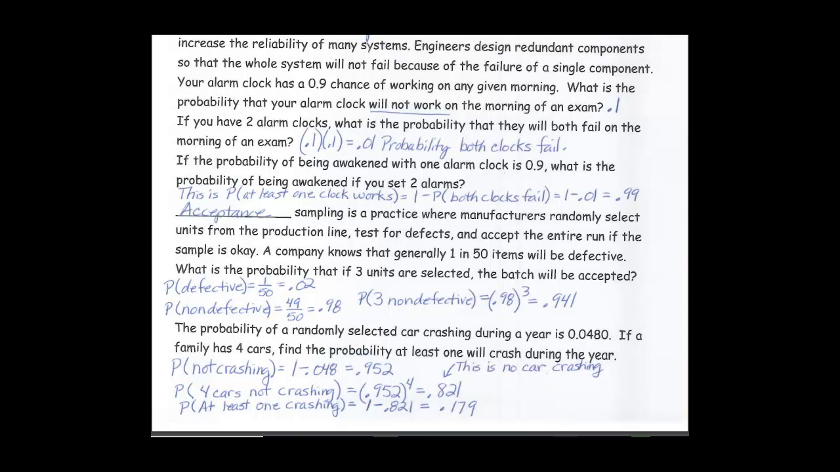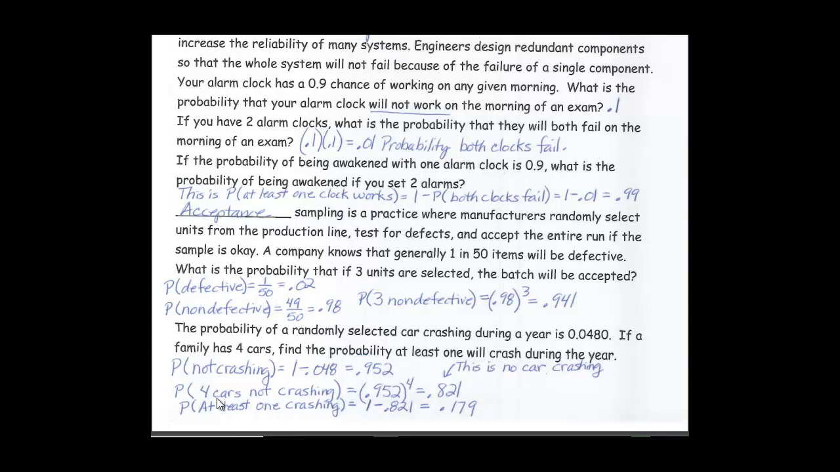Okay, the probability of a randomly selected car crashing during a year is 0.048. If a family has 4 cars, find the probability at least one will crash during the year. So insurance companies would be looking at this type of reasoning for their multi-car policies. The probability of a single car not crashing is going to be the complement of it crashing. So we're going to take 1 minus 0.048 to give us 0.952. That's the probability of any car not crashing in that year.